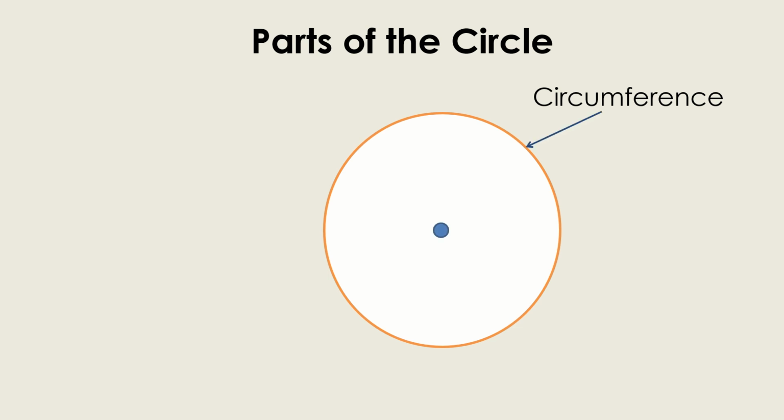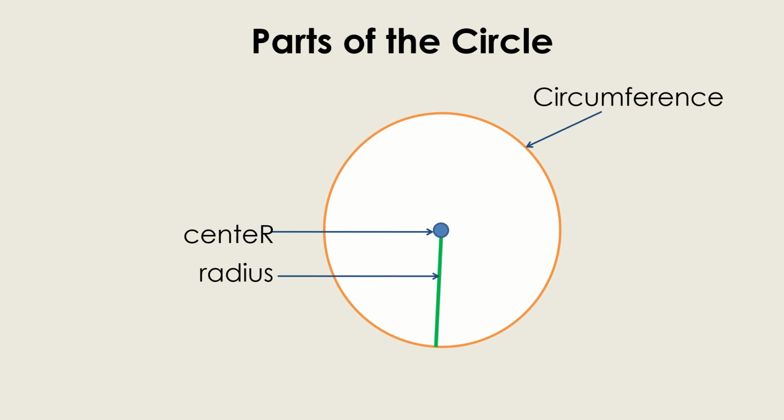Next, what is the name of that point at the middle of the circle, where the distances all around the circle are equal? So that is the center. Then, the next part, a line drawn from the center of the circle to any point on the circle. That is the radius, or the radii in plural.